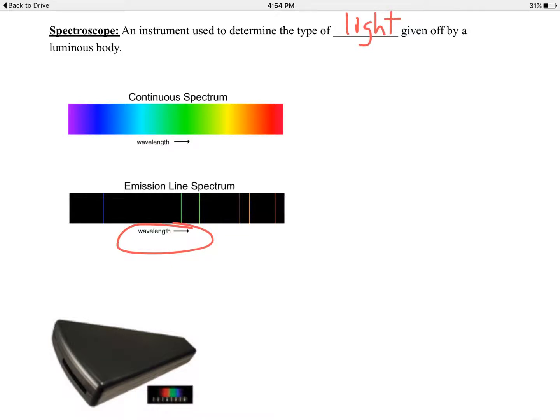So this bottom picture here, though, is the picture of the actual spectroscopes that we'll be using in class to look for these patterns in various light sources like incandescent, fluorescent bulbs, and other glowing tubes of gas.